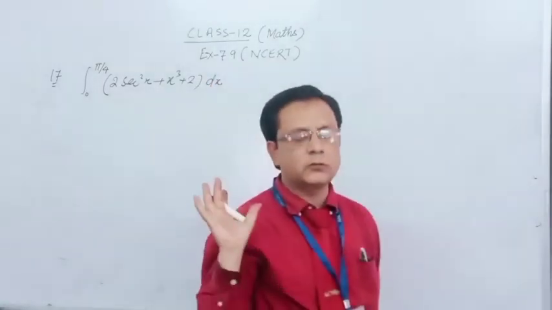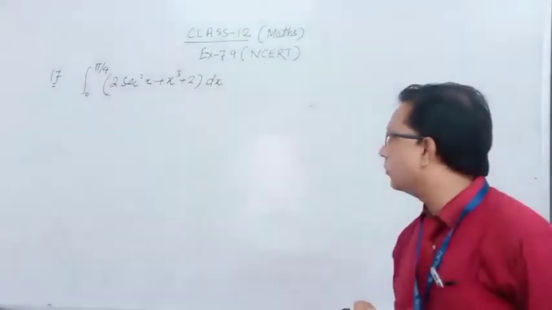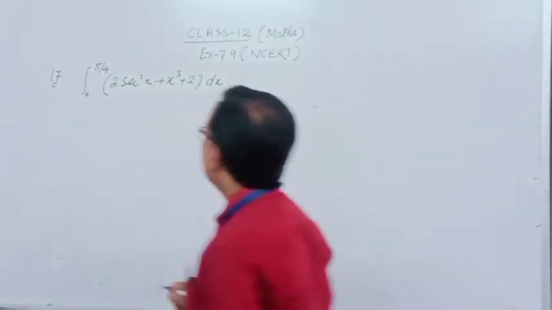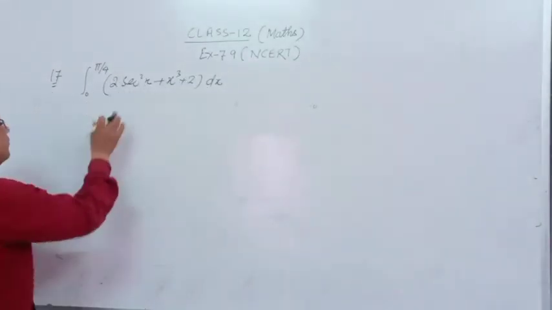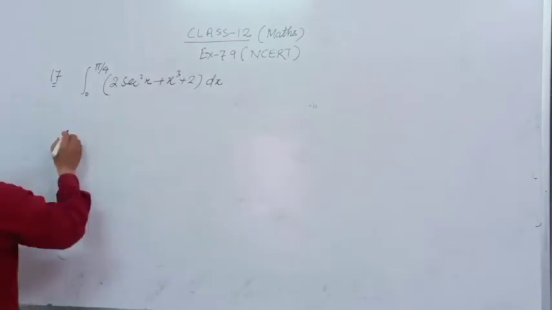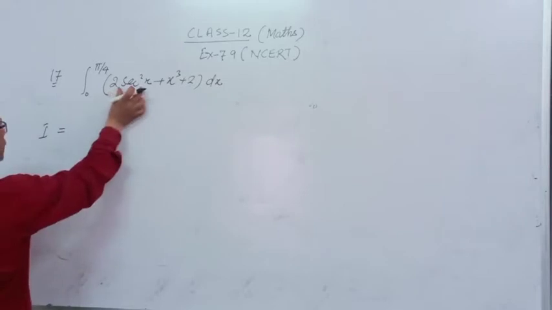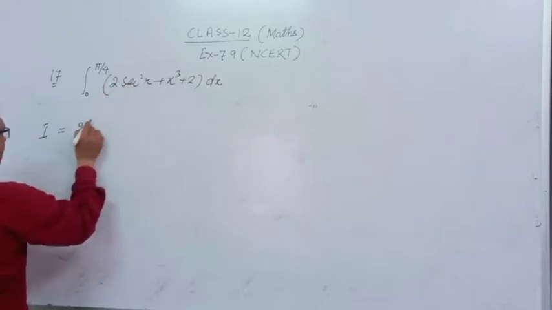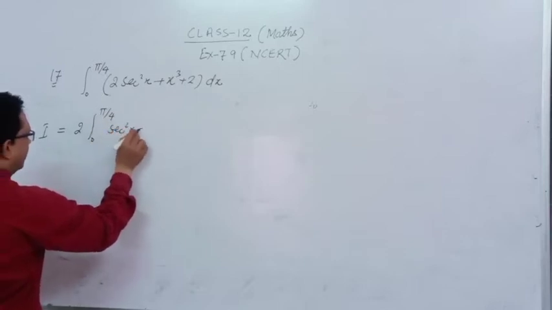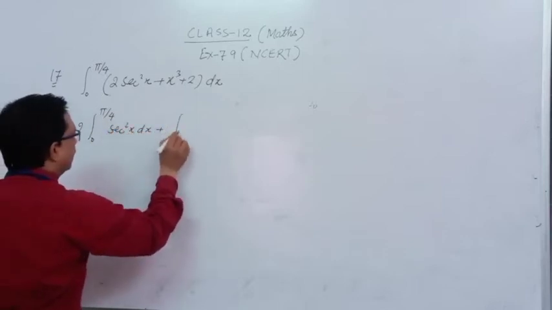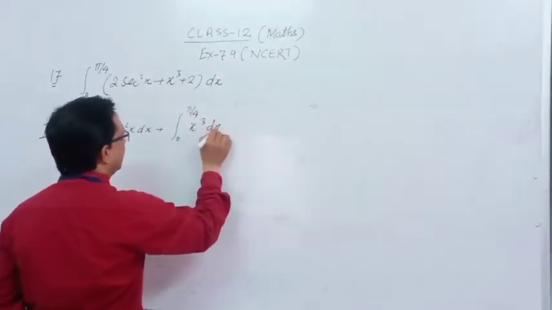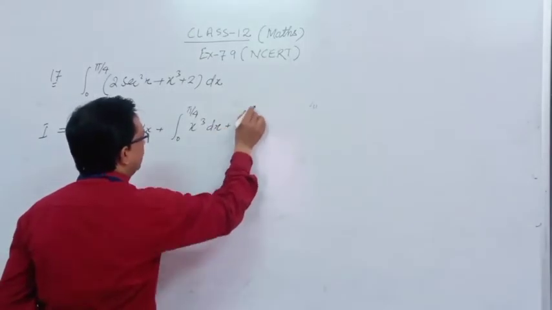Now students, this is question number 17 of your NCERT book. We are going to integrate within the given limits. Now what we do first, we write separate integration of each of the functions. So I is equal to, first we write, this 2 is a constant, so we take it outside the integration. This is sec square x dx, the limits 0 to pi by 4, plus 2 is constant, 0 to pi by 4, x cube dx.